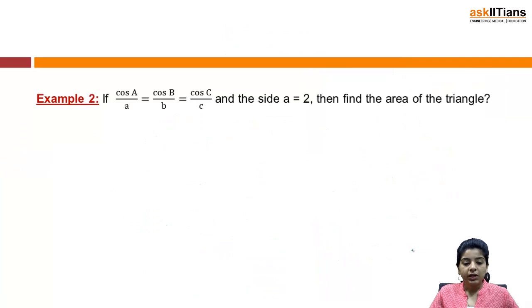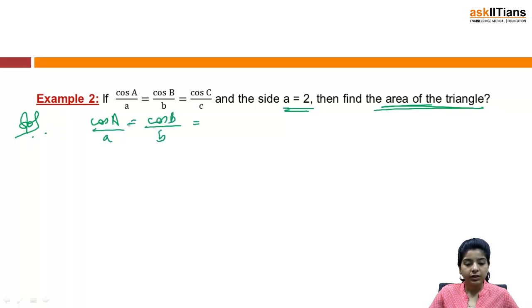The second one says, if cos A by a is cos B by b is cos C by c, and the side a is 2, then find the area of the triangle. So what is given to us is that cos A by a is cos B by b is cos C by c.